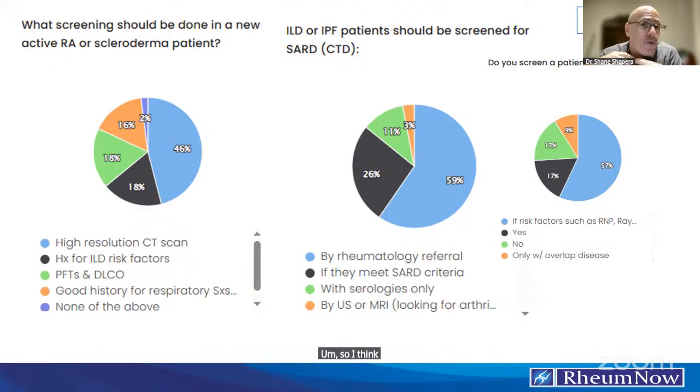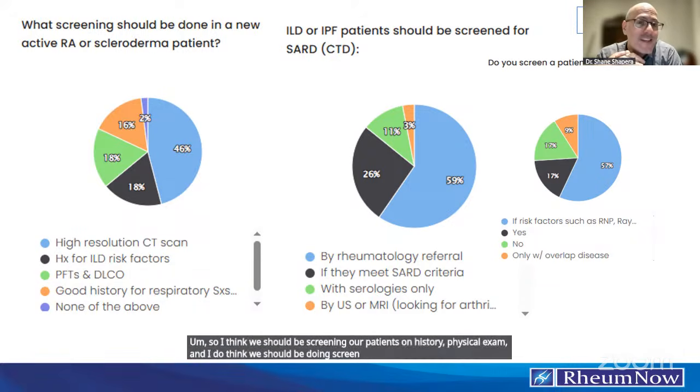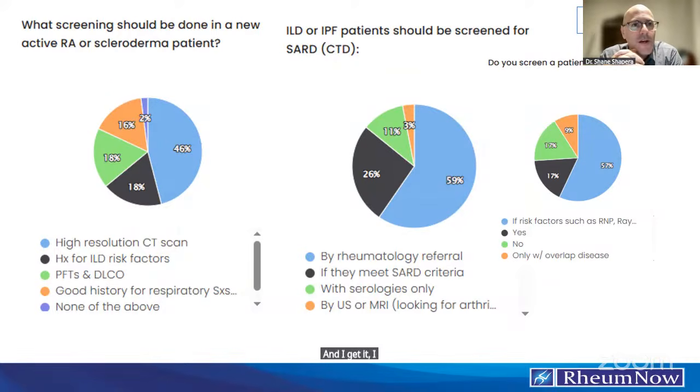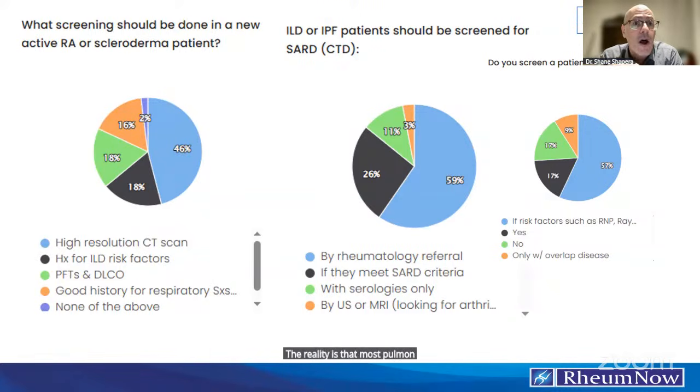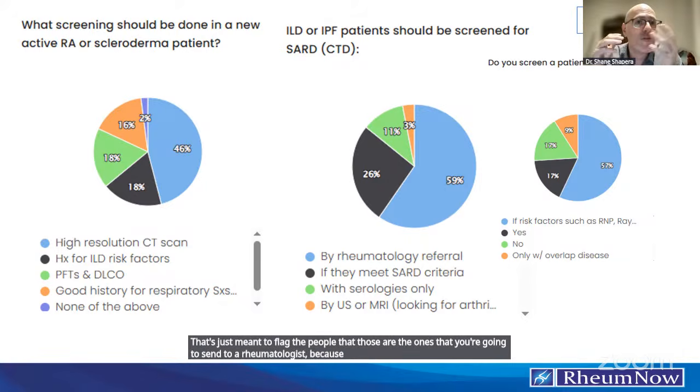So I think we should be screening our patients on history, physical exam, and I do think we should be doing screening serologies. And I get it. I talk to a lot of rheumatologists who say, don't go fishing, don't find me something I don't know what to do with. But the reality is that most pulmonologists are not able to take a really good history for autoimmune disease, and so the serology is not meant to be a diagnosis. That's just meant to flag the people that you're going to send to a rheumatologist, because every once in a while they'll do some nailfold capillaroscopy and come back and be like, ah, how did you miss it?